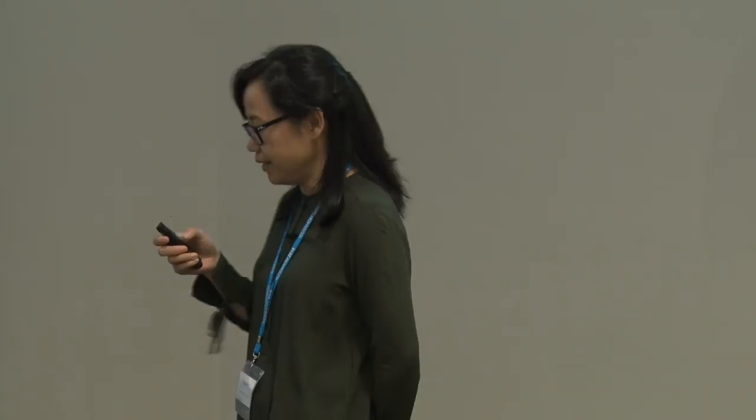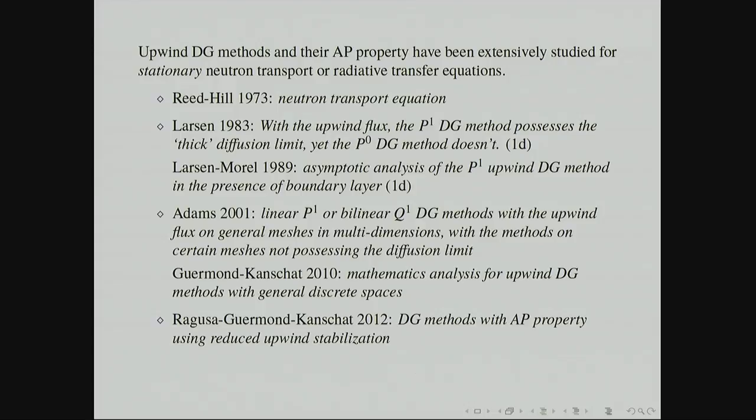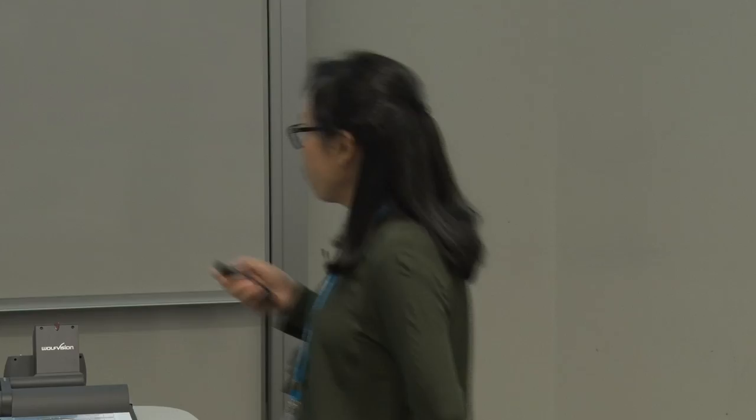Adams in 2001 wrote a paper to go beyond 1D. He looked at 1D, 2D, and 3D, working with linear and bilinear upwind DG methods. We know once you go beyond 1D, the geometry, the shape of elements can be complicated. Then he discovered from his numerics and also his asymptotic analysis that on some meshes, the scheme does not have the correct limit. He also gave some explanation from his analysis. His observation was rigorously proved by Guermond and Kanschat in 2010. So this is a numerical analysis type of work. They go beyond linear to a general space.